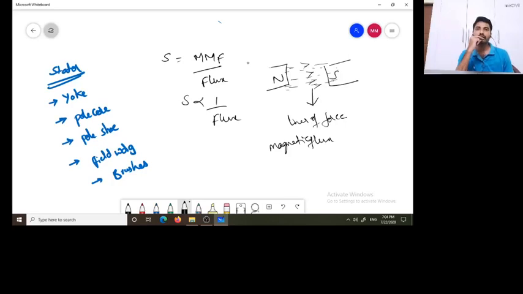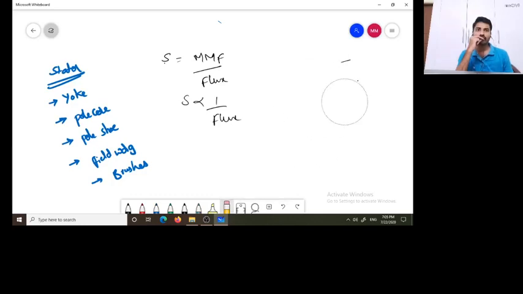For the sake of remembering, we are talking about the yoke. The yoke is the outer core of a machine. It protects the inner parts of the machine. So I'm writing here: it protects the inner parts of the machine.